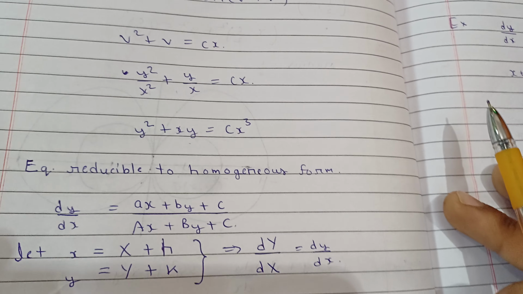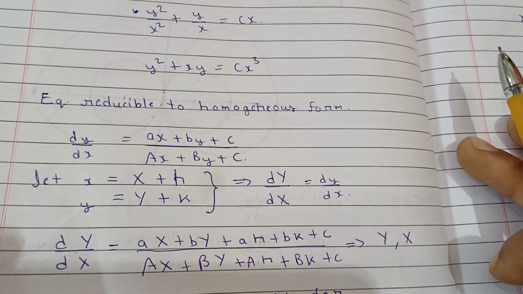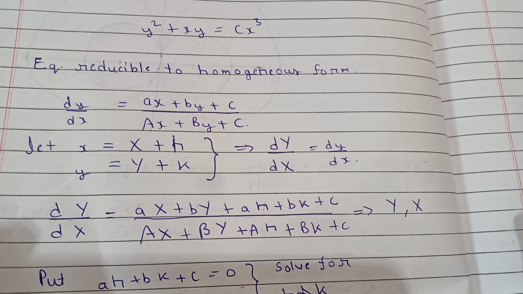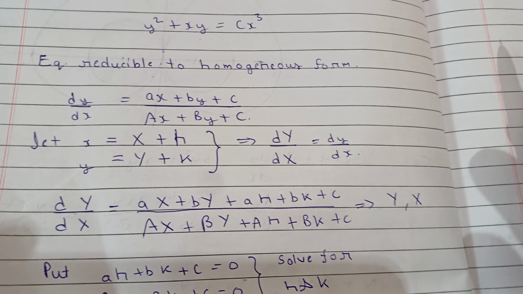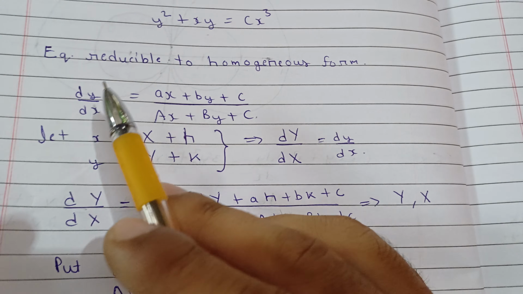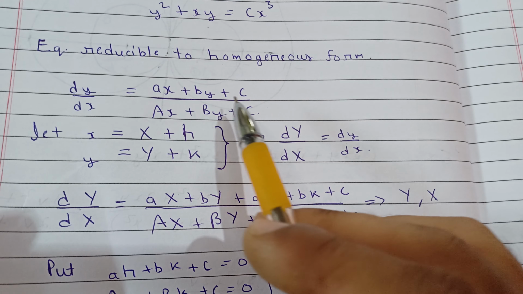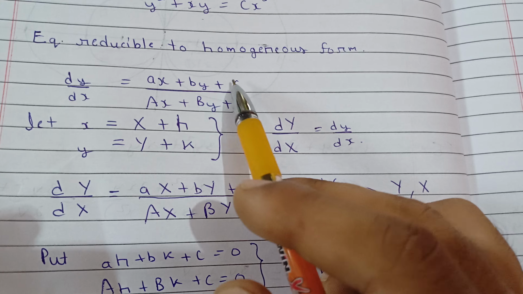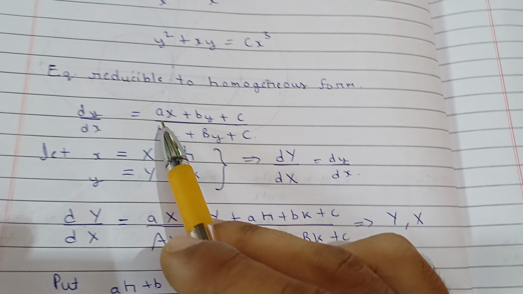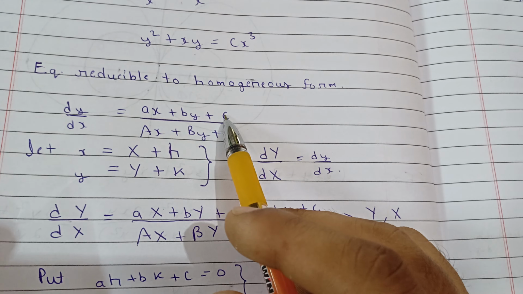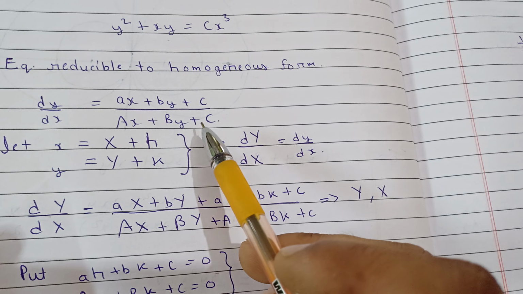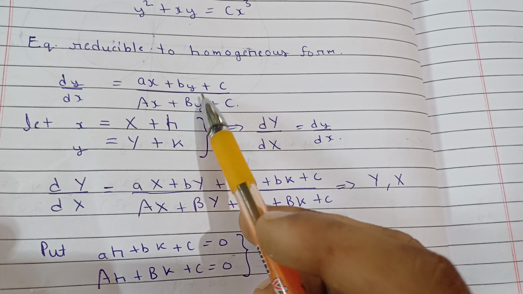Okay, now let's see one more thing: if it is not homogeneous, and the equation can be turned or reducible to the homogeneous form, this kind of equation. If you get this kind of equation, dy by dx equal to ax plus by plus c over capital Ax plus capital By plus capital C, these c are different, and these a and b, and here A and B are different. This is capital C, this is small c.